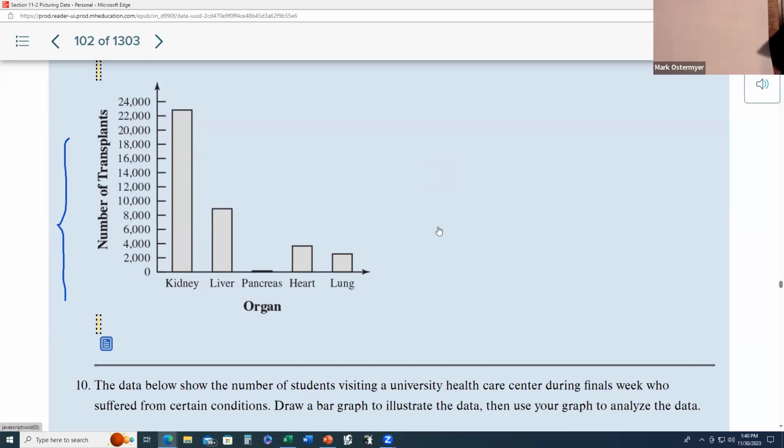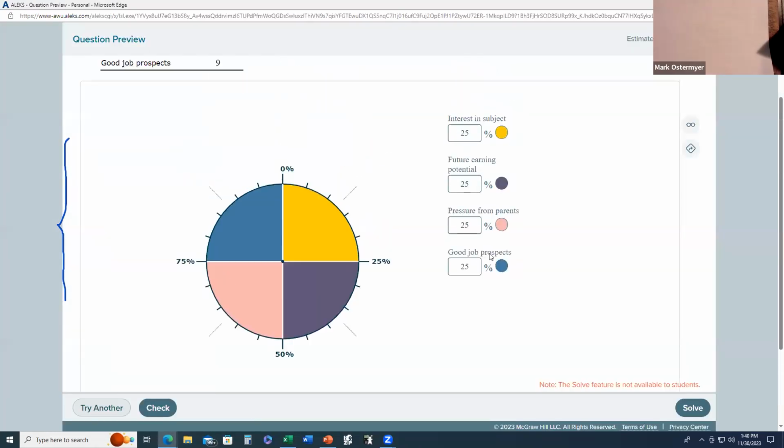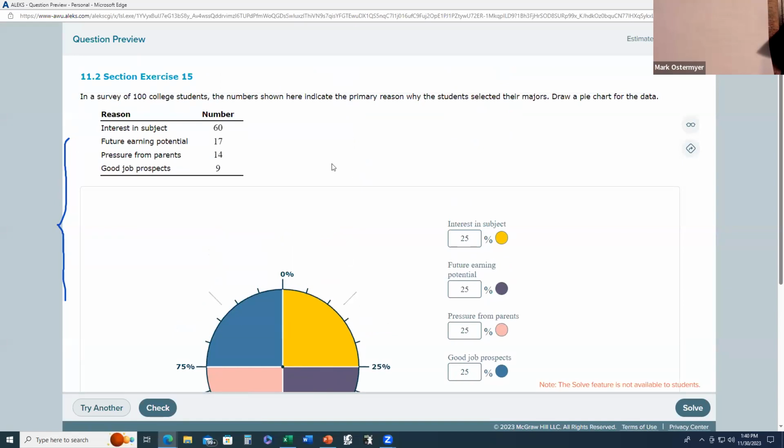Okay. Hey, I pulled up a problem on ALEKS regarding a circle graph, and I want to walk through this problem, and it'll show you how to do a future problem on ALEKS. It says, in a survey of 100 college students, the numbers shown here indicate the primary reason why the students selected their majors. Draw a pie chart for the data.